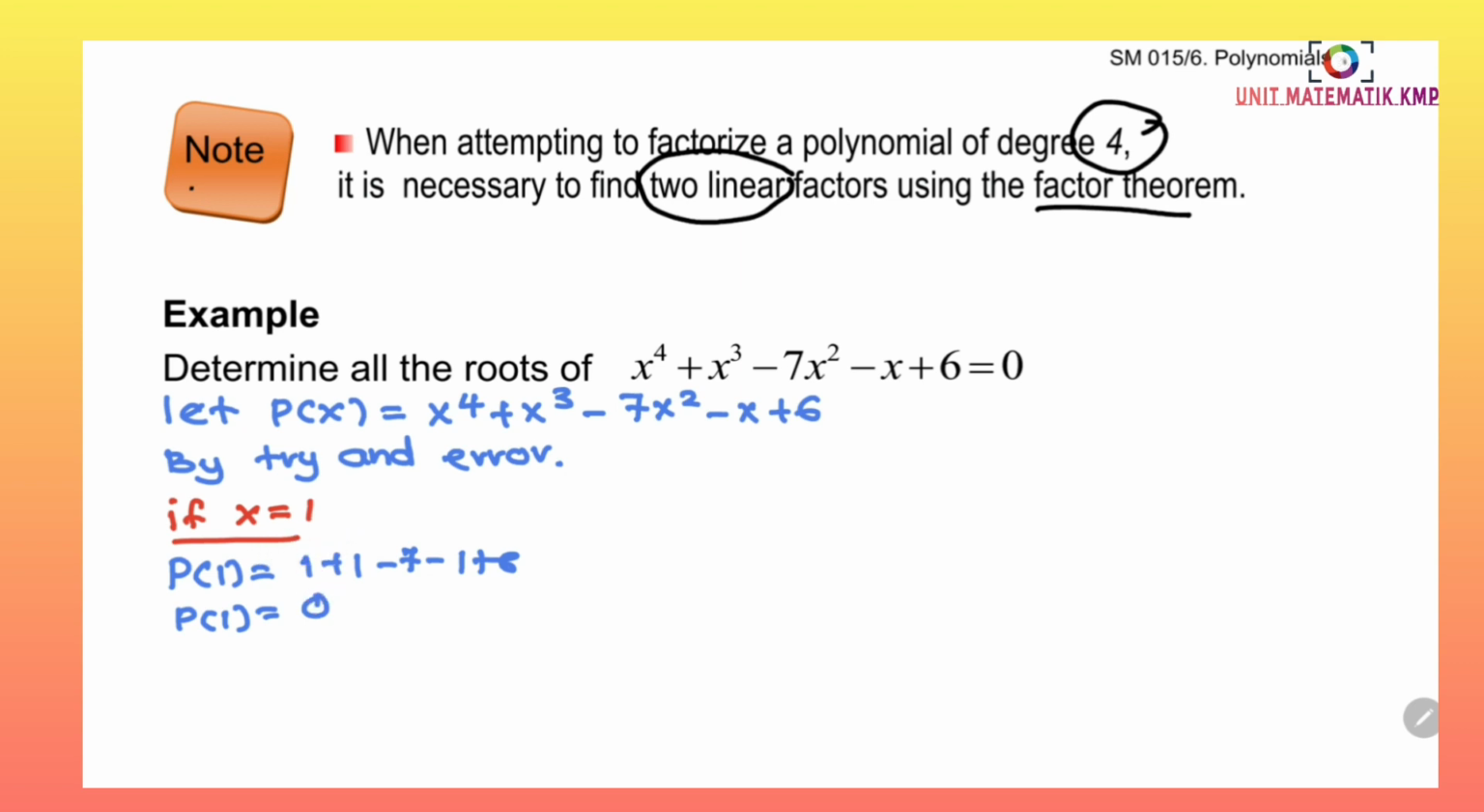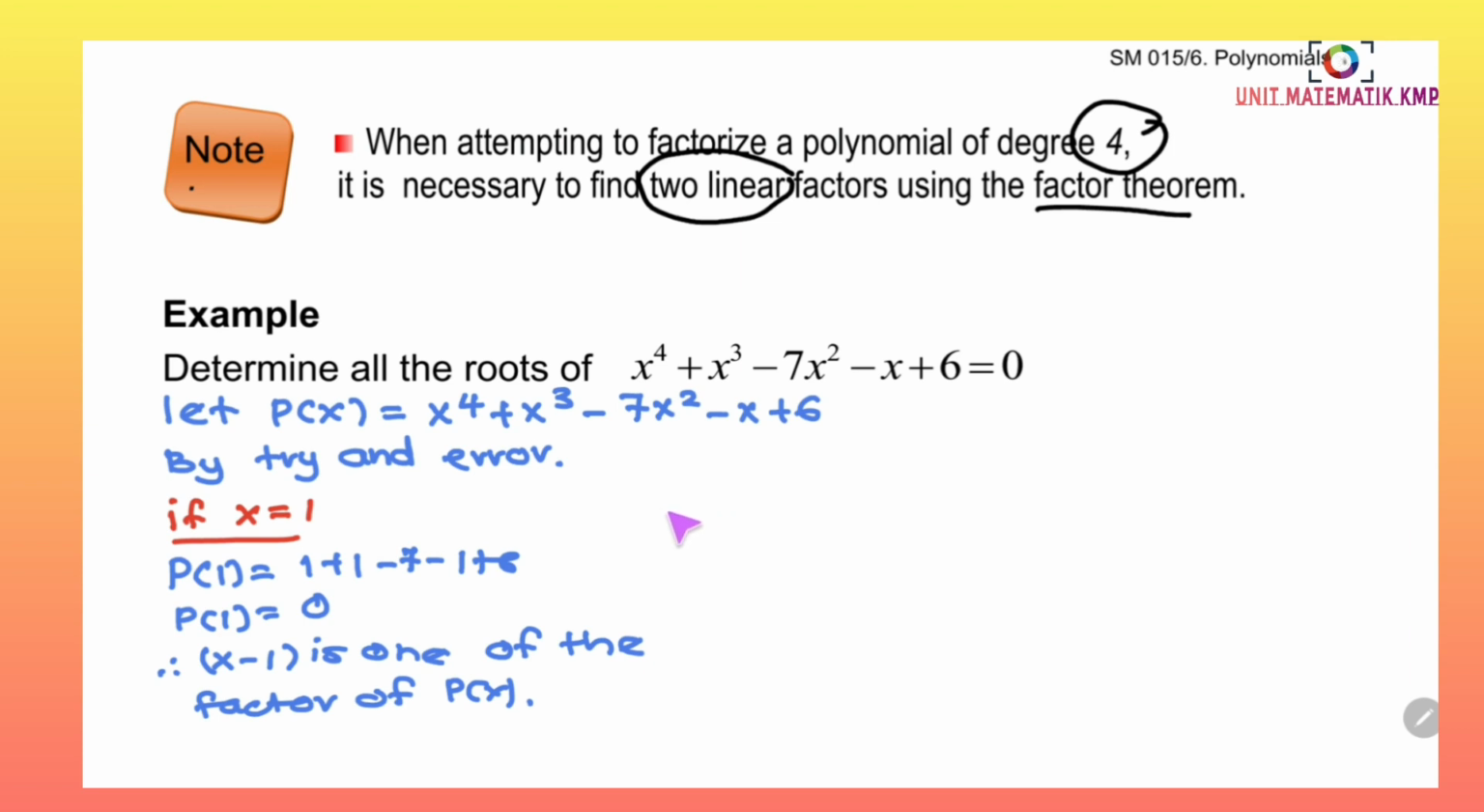Therefore we know that P(1) is equal to 0, which means that x minus 1 is one of the factors of P(x). Okay, so we already have one factor. We need to find the other factors. So let's try the other number.